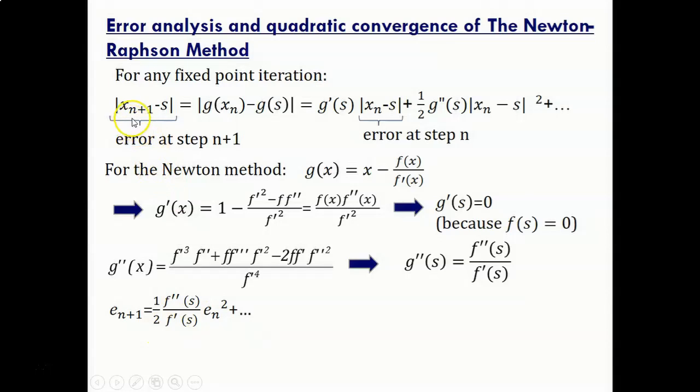So the error now at the step n plus 1, of course, if we are around the solution S, because this term has disappeared, only this term remains. So we have the error at the step n plus 1 is equal to 1/2 f secant of s over f prime of s, times the error at the step n squared.